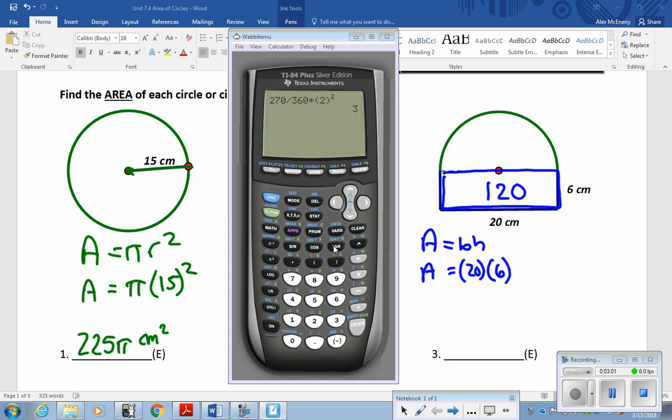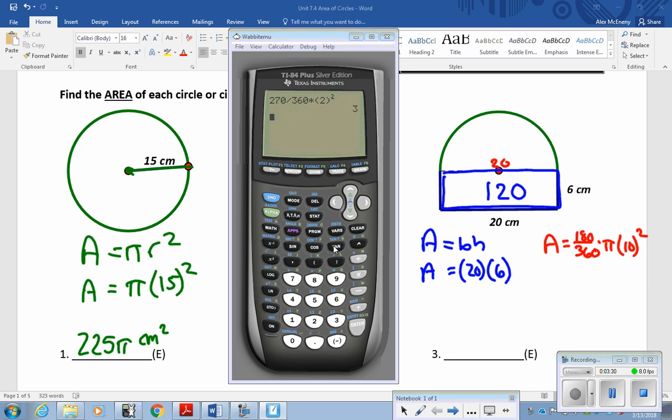Now the radius we don't have. We have 20, and 20 is the diameter. So when we use the formula for area, the first thing we have to take into account is that we have only half the circle. So half of 360 is 180. And then we're going to multiply it by pi, and then the radius is going to be half of that 20, which would be 10 squared.